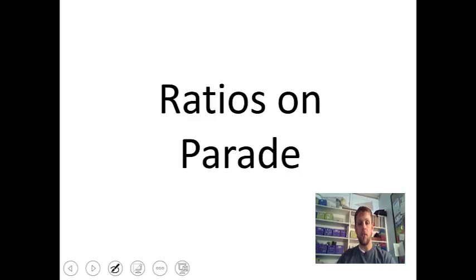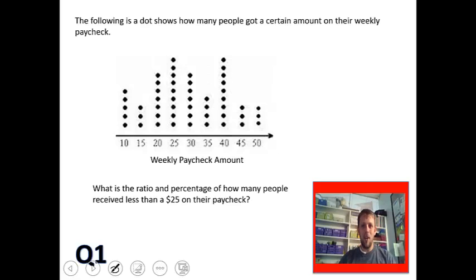The theme is ratios on parade, and we're going to talk about dot plots. And dot plots are basically almost like a line plot graph like we talked about last year. It says the following is a dot plot that shows how many people got a certain amount on their weekly paycheck. So I'm looking at the title. It says these numbers represent the weekly paycheck amount. So this is a $50 paycheck, this is a $30 paycheck, this is a $20 paycheck, okay?